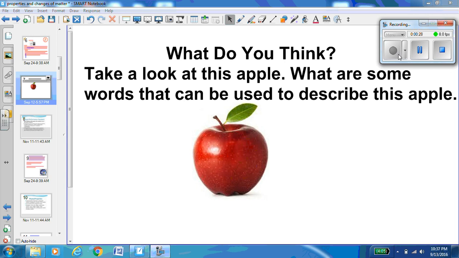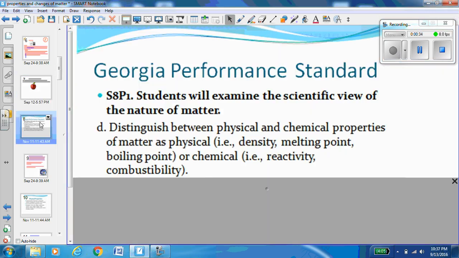We're going to be looking at what are called properties of matter, and properties of matter are ways of describing matter. Let's take a look at our standards. Distinguish between physical and chemical properties of matter as physical, for example, density, melting point, boiling point, or chemical, for example, reactivity and combustibility. Let's look at our learning targets.